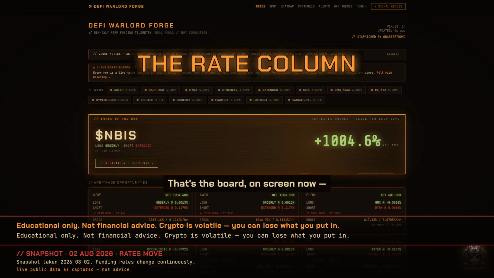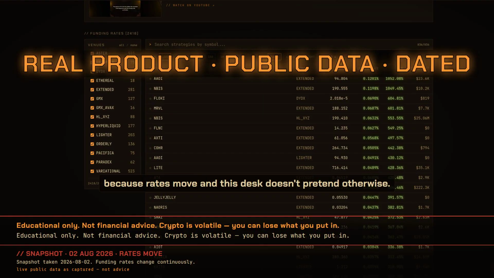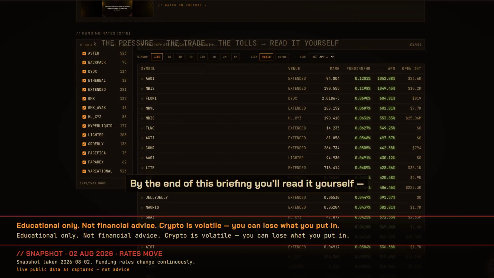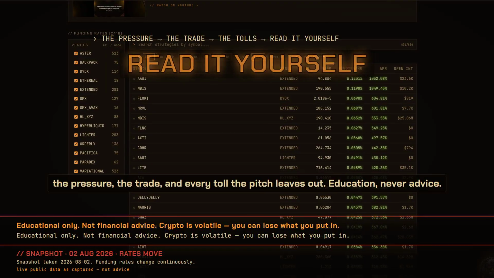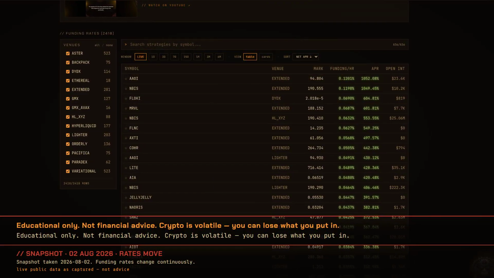That's the board on screen now, real product, real public data, captured as is and dated in the corner, because rates move and this desk doesn't pretend otherwise. By the end of this briefing, you'll read it yourself, the pressure, the trade, and every toll the pitch leaves out. Education, never advice. Let's read.